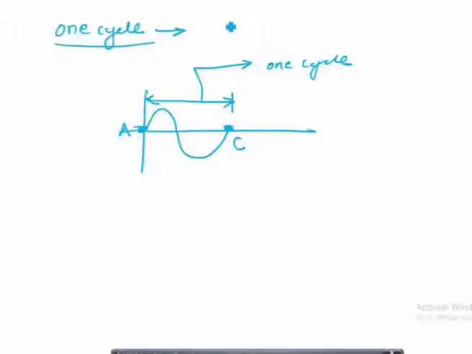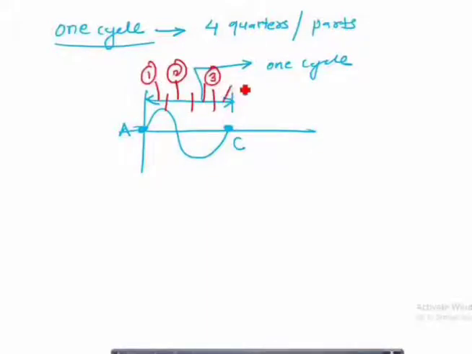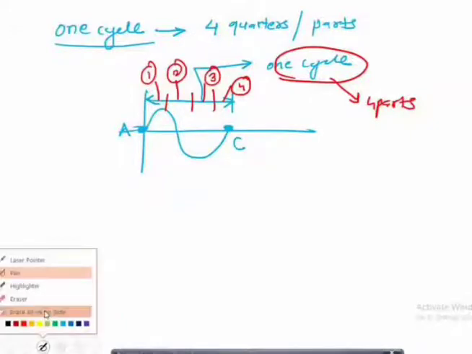Now to do the analysis of a simple Coulomb damping system, this one cycle is divided into four quarters, or four parts. Let me change the color pen. So let us say this is 1, 2 and 3. This is the first quarter, this is the second quarter, this is the third quarter, and this is the fourth quarter. So I have divided this one cycle into four parts. Then you have to do the analysis of each part, and then find the final equation.